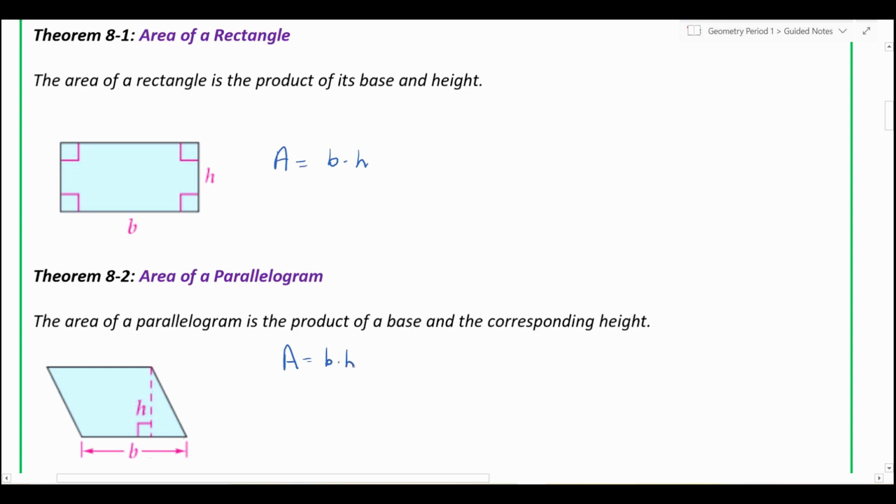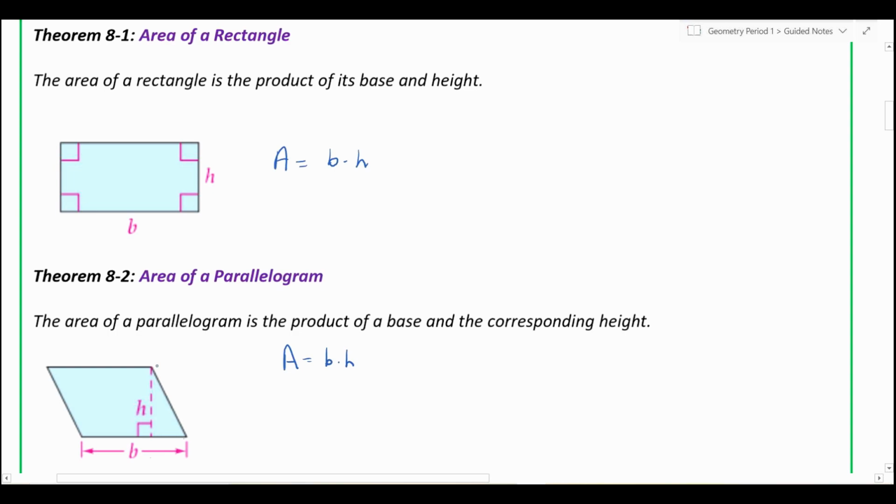So we have those. But notice it does say a base and the corresponding height. Well, why is that different? Well, in a parallelogram, depending on what base I use as reference, the height that I use for the calculation is also different. So take a look here. I have base B here, and I have my height H labeled here as my height.